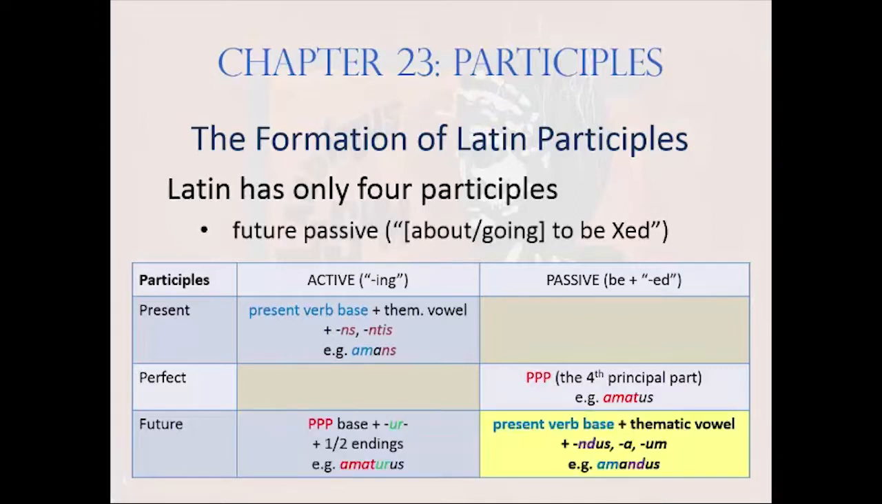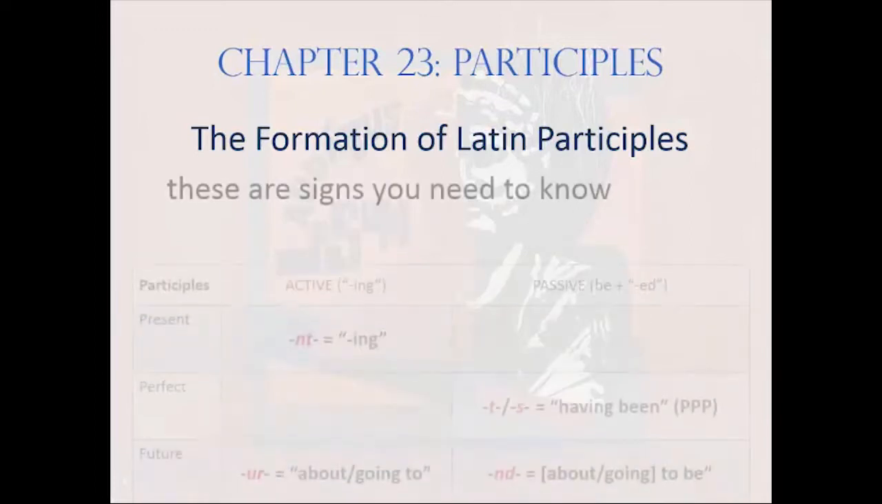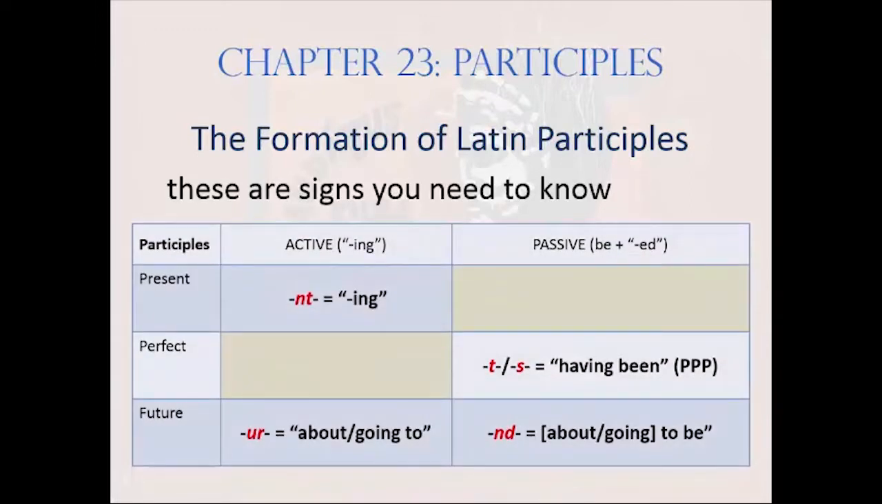No such problem with the future passive participle. It uses the present verb base plus -nd, not -nt, be careful, plus first-second declension endings, producing forms like amandus. Okay, that's complicated. Let's make it simpler. This is the core of what you need to know. These four markers, participle signs you might call them.